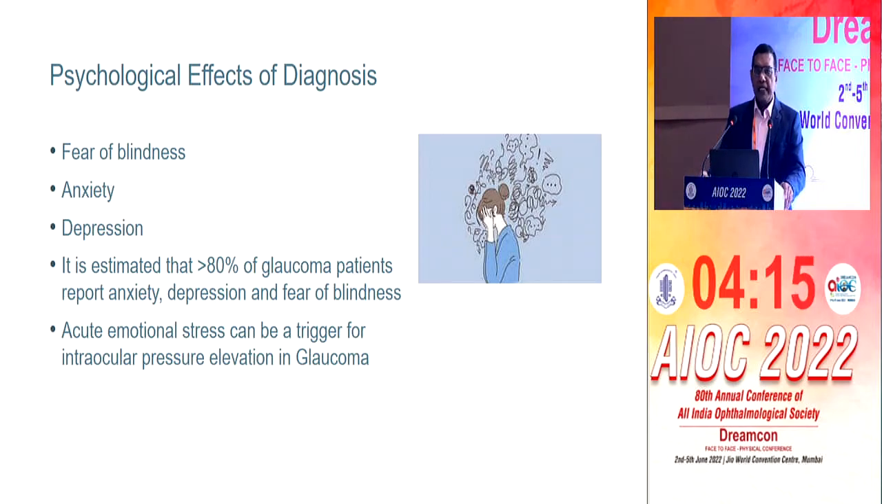Because of the fear of blindness: when we are talking of glaucoma, blindness simultaneously comes to mind. When you go to a doctor, they go on telling you, you will be blind, and there is some technical aspect also, that is anxiety and depression. It is estimated that 80% of glaucoma patients report anxiety, depression and fear of blindness. Acute emotional stress can trigger intraocular pressure elevation in glaucoma, making it a vicious cycle. So the most important is this fear of glaucoma that always hampers psychologically.